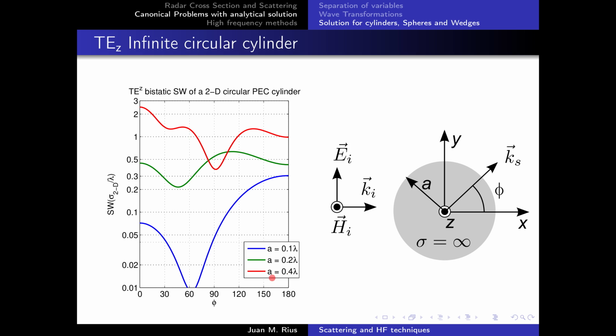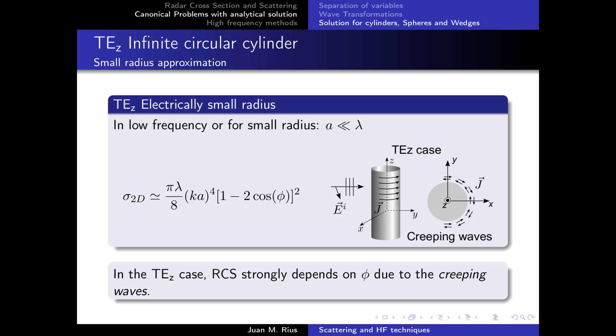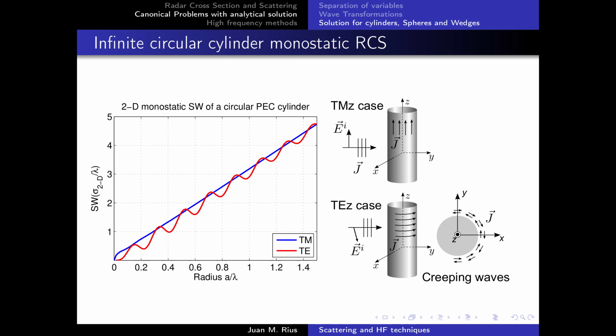But except in this case of small radius, the RCS is quite constant with respect to phi. Here the radius is not very large, but we can observe the same behavior for larger radius. And it is approximately equal to pi a when the radius of the cylinder is not too small. We can observe here the dependence with a for the TM and TE cases, and we can observe that it is approximately equal to pi a.